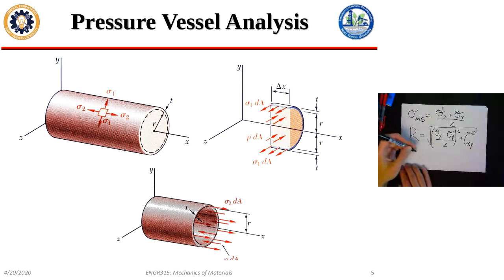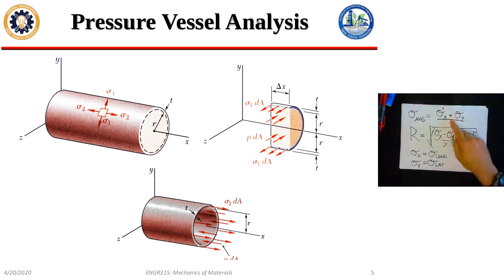So, we said that sigma x is our longitudinal stress, and sigma y is our lateral stress. Honestly, it wouldn't matter which one you picked in these, because here it's added, so it doesn't matter which direction I'm adding. Sigma x to sigma y or sigma y to sigma x, doesn't matter. I'm subtracting, but I end up squaring the result, so it still doesn't matter.